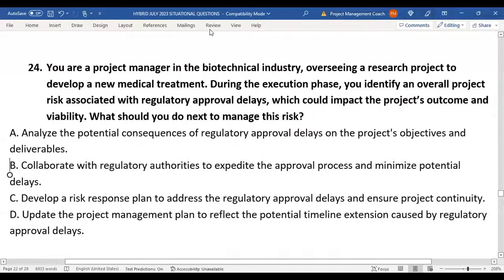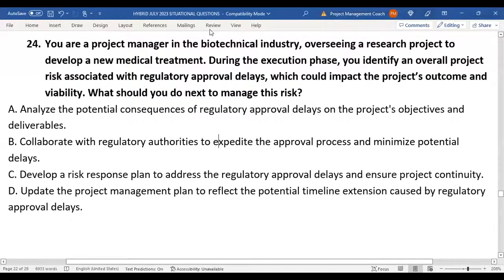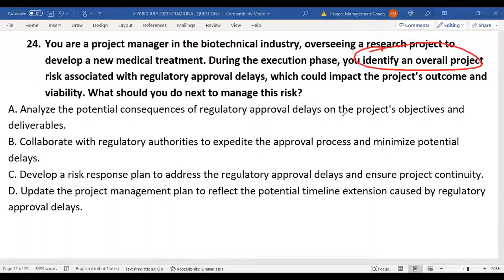All right, let's go ahead and analyze this question. So think about it. Project manager, during execution, you identify an overall project risk. An overall project risk is one that can bring the project to its knees, kill the project, could be very bad. And it says, what should you do next? Well, if you identify something that could kill the project, you're going to want to take action ASAP, that's for sure. Analyzing the potential consequences of regulatory approval delays.